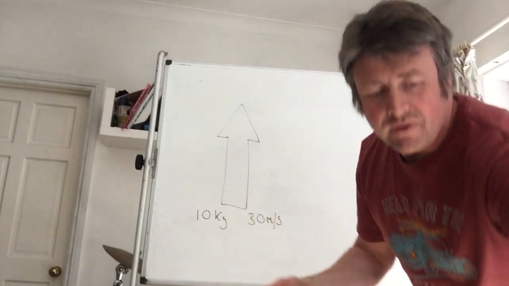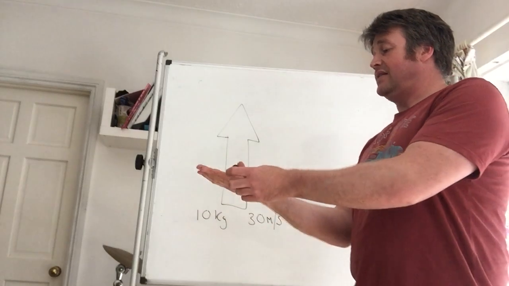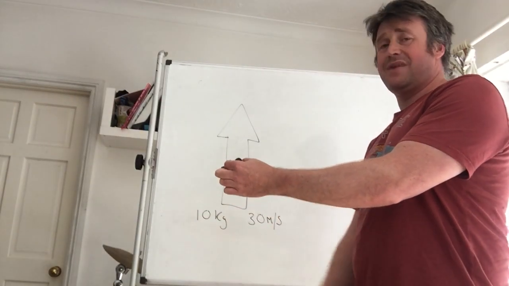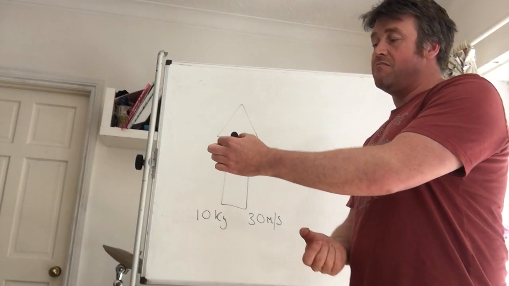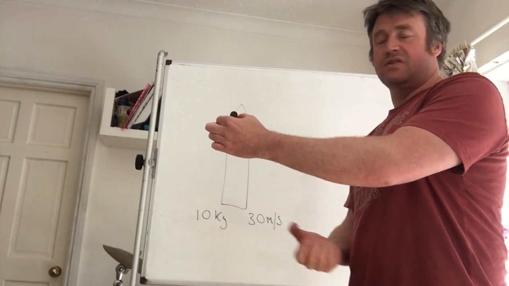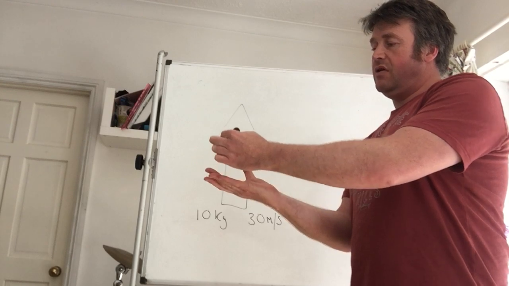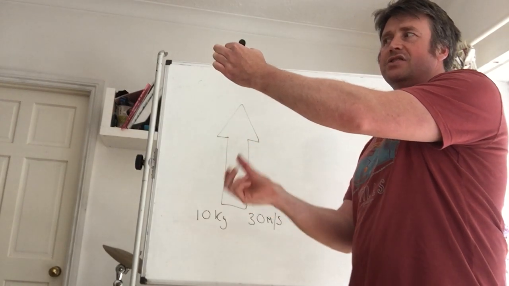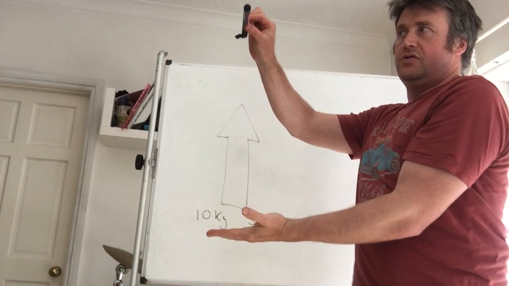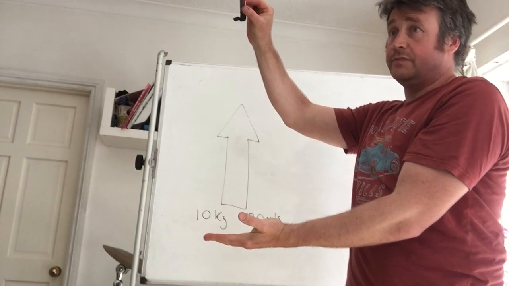As it leaves my hand, it has maximum kinetic energy. There's no other force pushing that up anymore. From that moment, the only force acting on it is gravity pulling it down. So its velocity will decrease, but its height is increasing. So the kinetic energy is being transferred to gravitational potential energy.